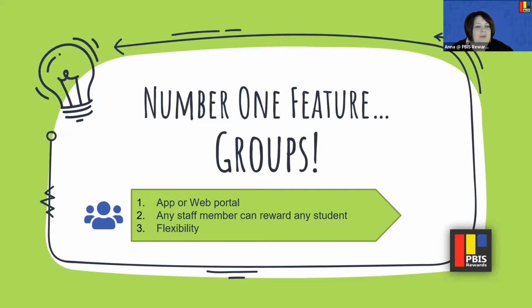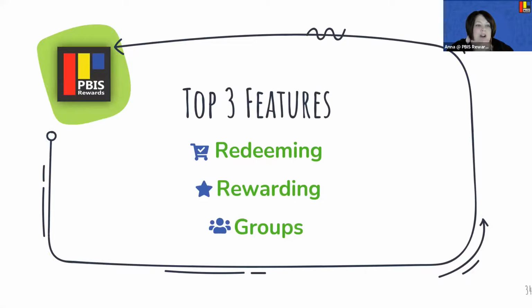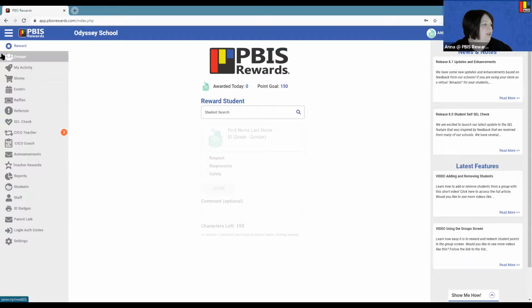So we thought what would be easiest is if we went into the system, and we're going to talk to you about redeeming, rewarding, and groups. You can really see what it looks like in the system. So I'm going to go to that now. Let me pull that over and give you a few insights to those. So I'm going to actually start with number 1.